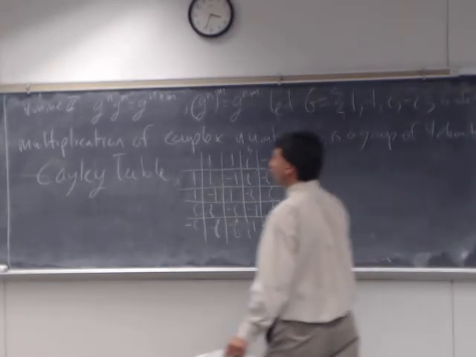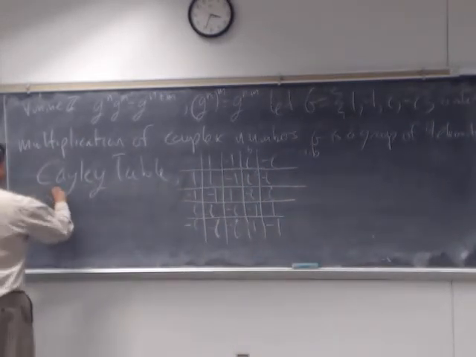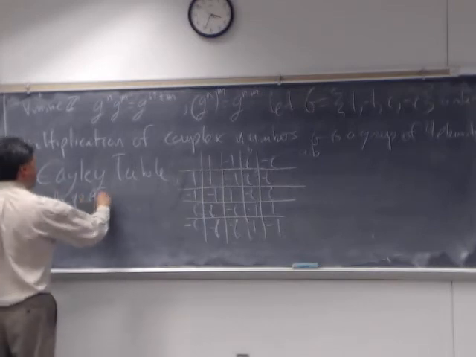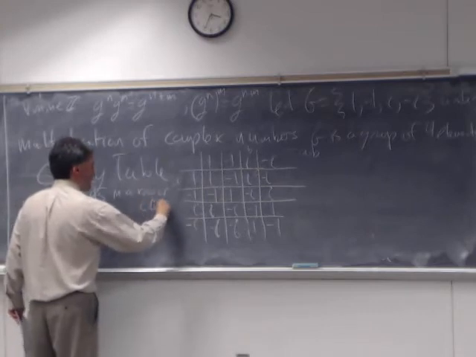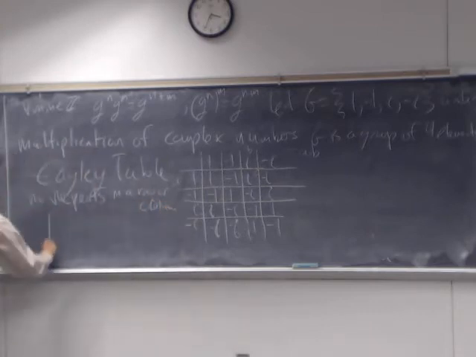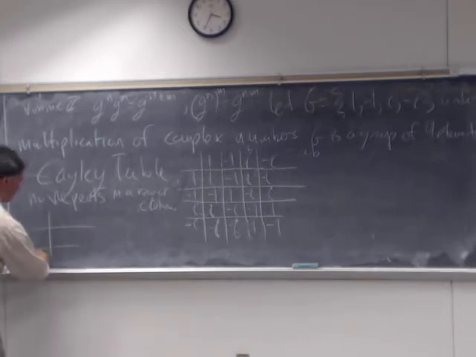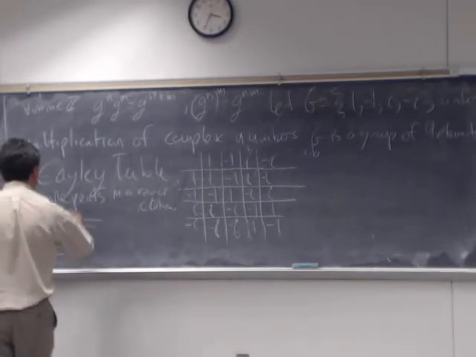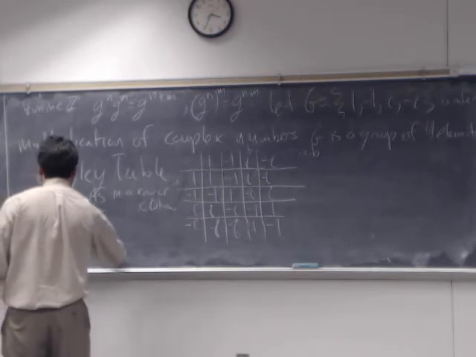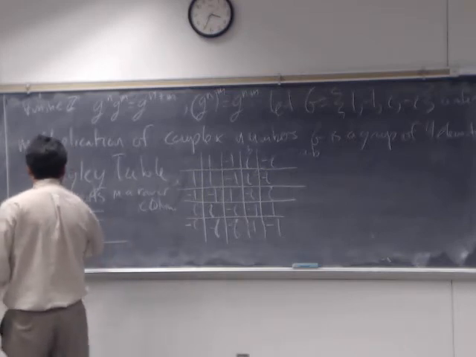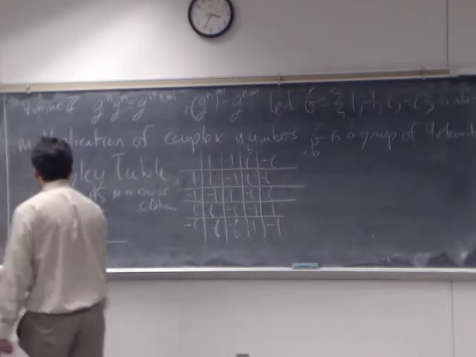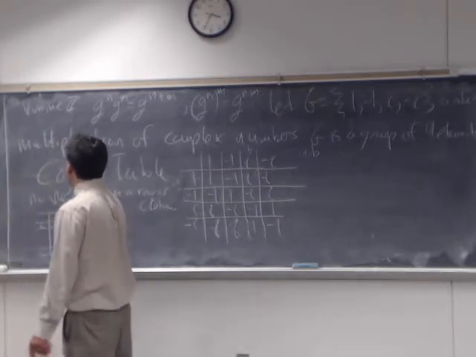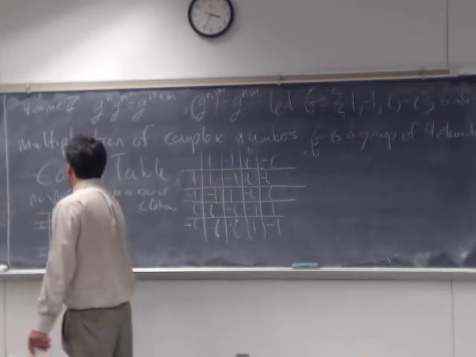So in a Cayley table, no repeats in a row or column. And how can we see that? Suppose you had some Cayley table, and suppose these two were repeats. So here's B, and here's C. And this is some element A, so this would mean BA is repeated as CA.